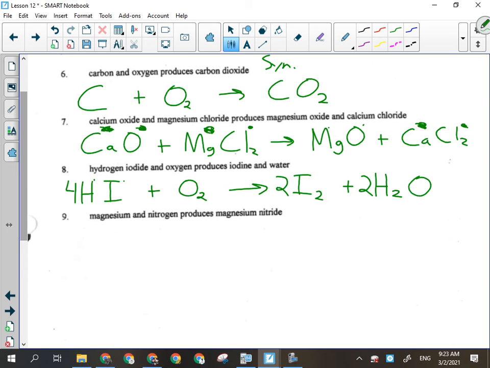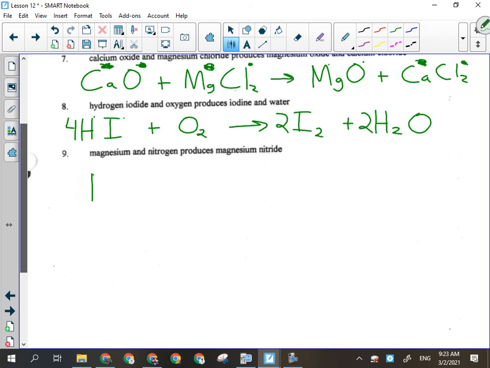How many people have done number 9? Let's look at number 9. So we've got magnesium, Mg. Is Mg special? No, there's only one special metal. What is it? Hydrogen, yeah. And it reacts with nitrogen, which is special, to produce magnesium nitride.